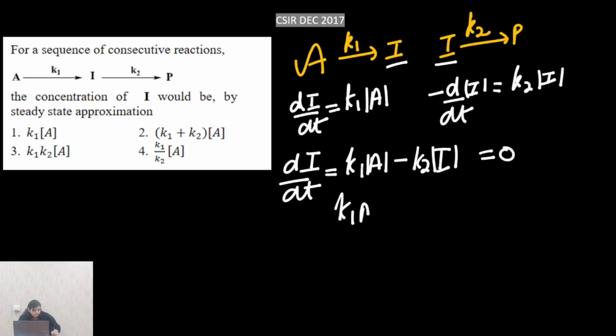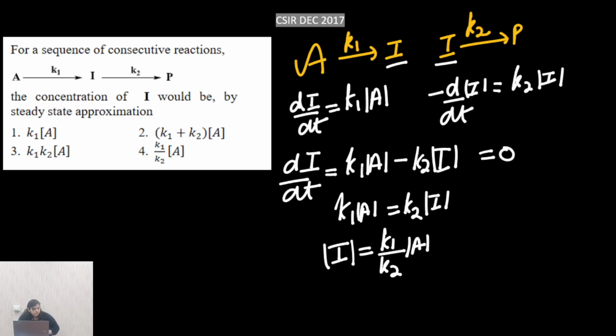So K1 times A is equal to K2 times I. So from here the intermediate I's concentration we get as K1 by K2 times A. So this is going to be the concentration, which implies option D, the fourth one, becomes the correct answer. Okay, next is this question.